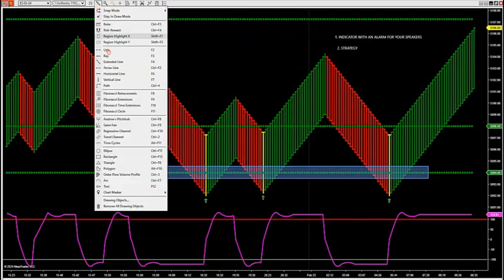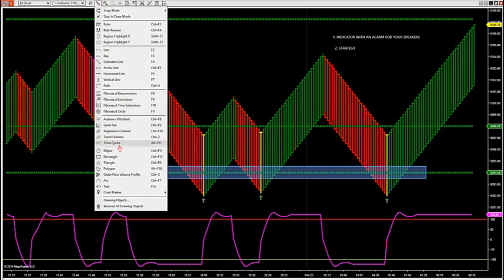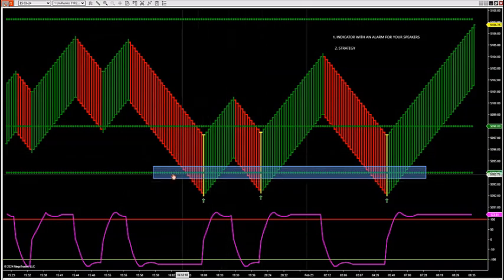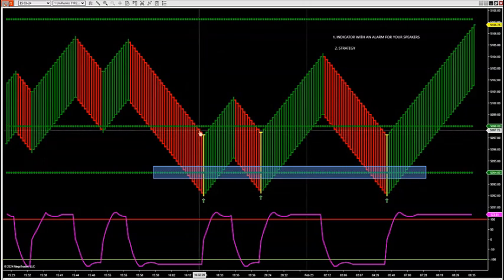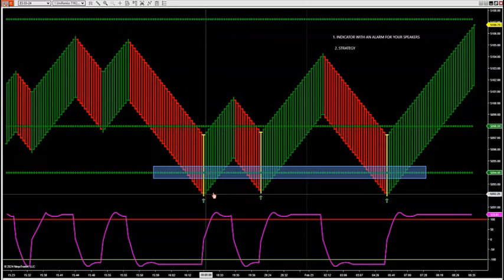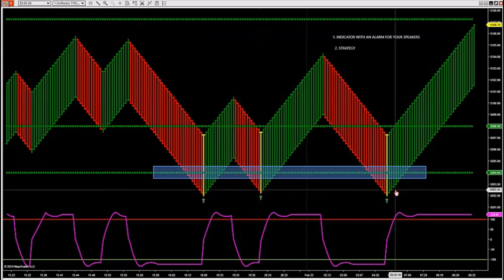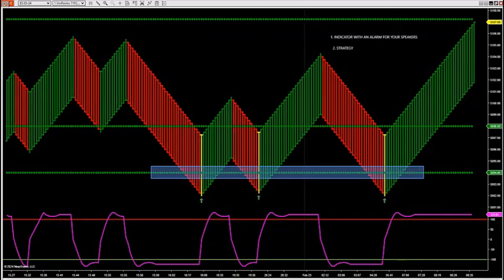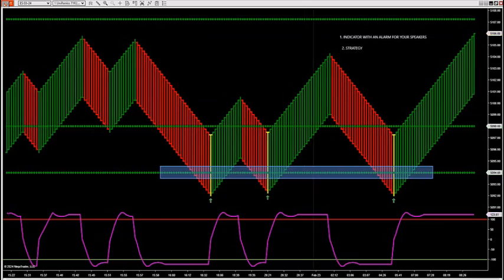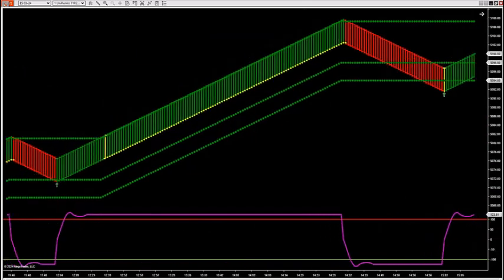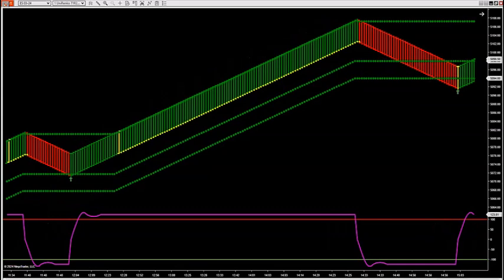So the key for this setup is that you want to get outside of this outer zone right here. It's got to get outside, and then the candle's got to close back inside. Once it closes back inside, that candle's automatically going to turn yellow, and then you're going to get an audible alert in your speaker.